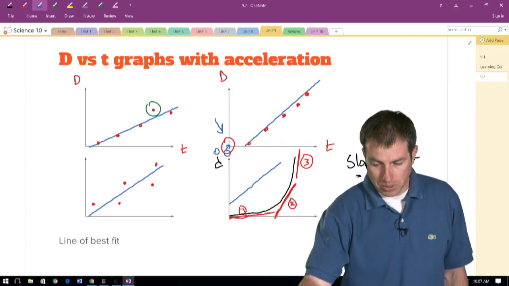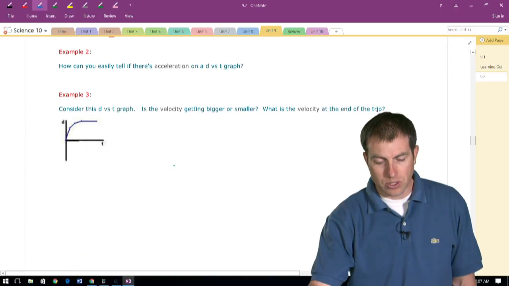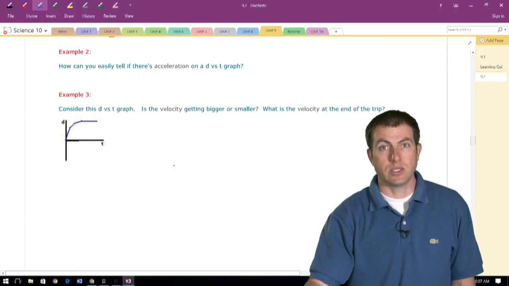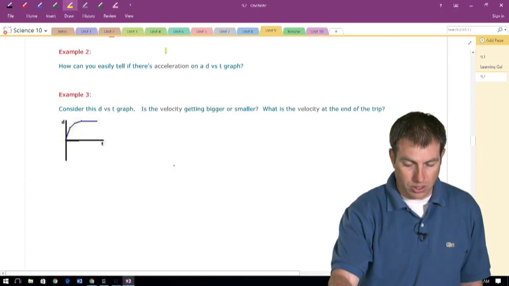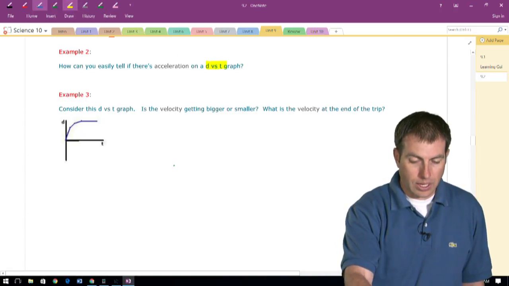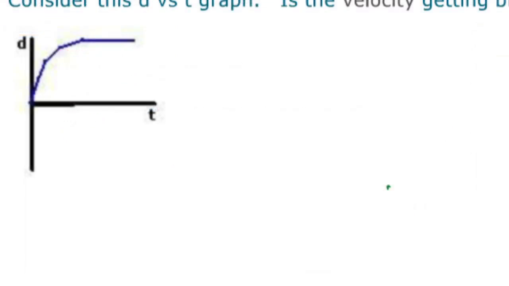So when we talk about distance versus time graphs, how can you tell if there's acceleration on a distance versus time graph? And it's really important that we are just talking about distance versus time graphs. We have a curved line. So if the line has a curve to it, that means you are dealing with accelerated motion.